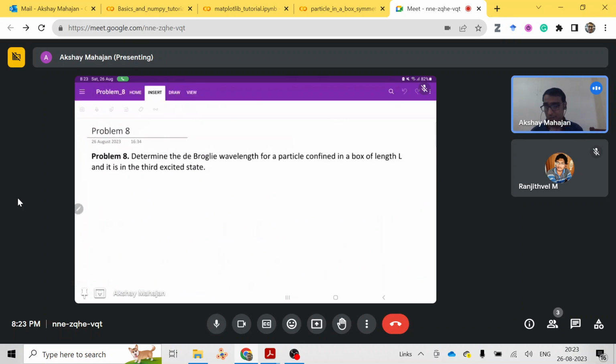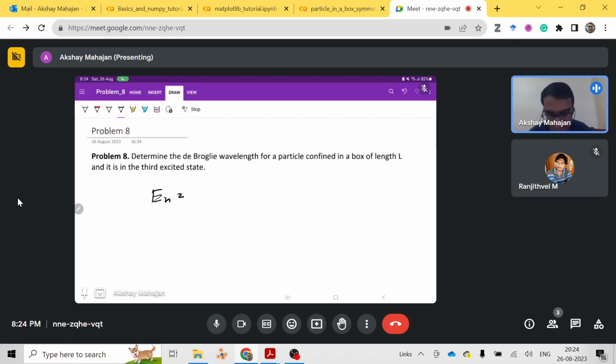Now problem number 8. We have to determine the de Broglie wavelength for a particle confined in a box of length L, and it is in the third excited state. So now we are saying that a particle is again in a 1D box, in the third excited state, and we need to find its de Broglie wavelength.